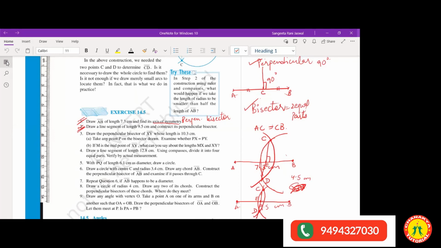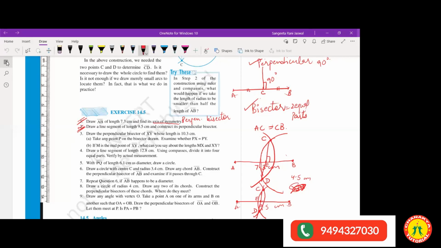Draw the perpendicular bisector of XY. Now, XY is some line. Children, start doing in your notebooks. XY is some line and draw a perpendicular bisector on it. The length of XY is given as 10.3 centimeters. Then the next part says take any point P on the bisector drawn. Any point P on it, examine whether PX is equal to PY. That means it becomes a triangle if you join P with X and P with Y.